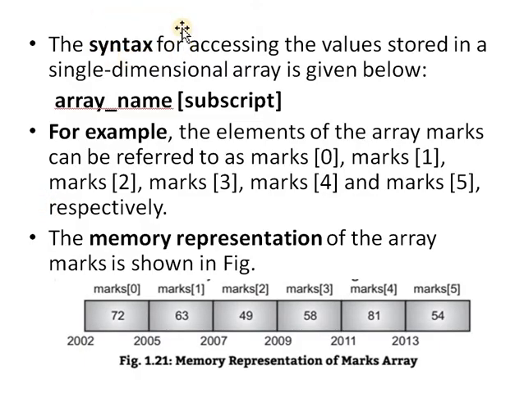There is one syntax for accessing any value from a single dimensional array. If we want to access any element from the array, then we specify two parameters. First the array name, and then the subscript value or the index value in the square bracket. For example, the elements of the array marks can be referred to as marks 0, marks 1, marks 2, marks 3, marks 4 and marks 5 respectively.